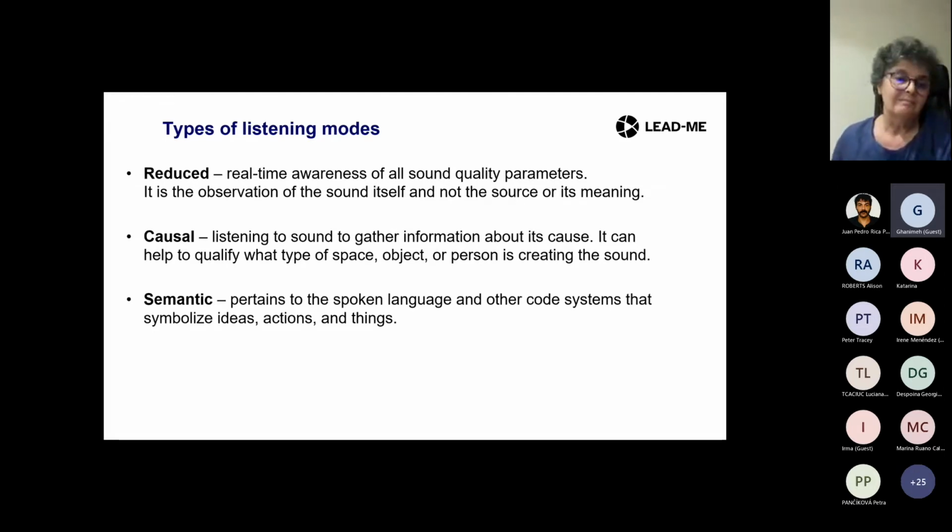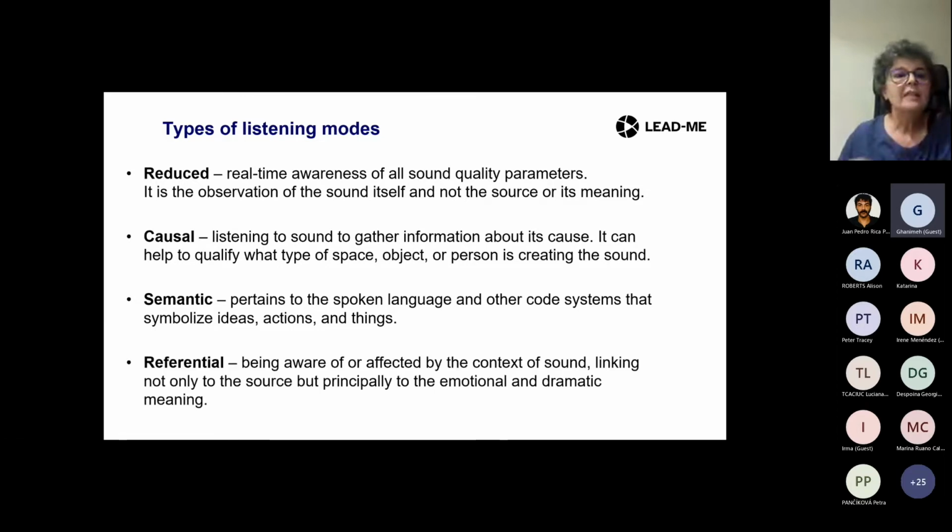We may want to decode messages in a finer grain, and we want to have a semantic understanding of the code system. What ideas, what actions, what things are being conveyed through that particular conversation or speech that we may be analyzing. Sorry, I said we had three listening modes. I lied. We have four.